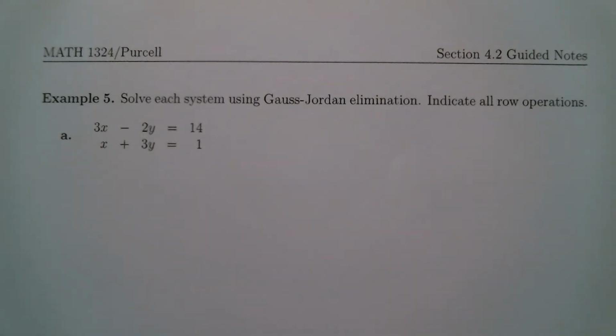So in example 5a, our system of equations is 3x minus 2y is equal to 14, and x plus 3y is equal to 1. The first thing we're going to do is convert this system of equations into an augmented matrix. Remember, you're just writing down the numbers. The variables do not come into the matrix.